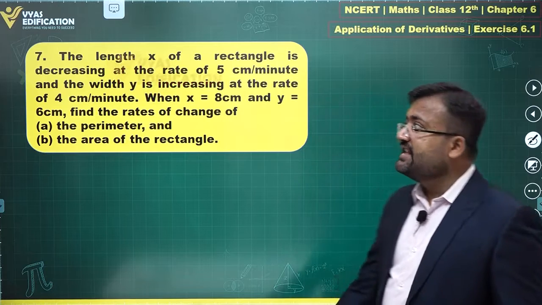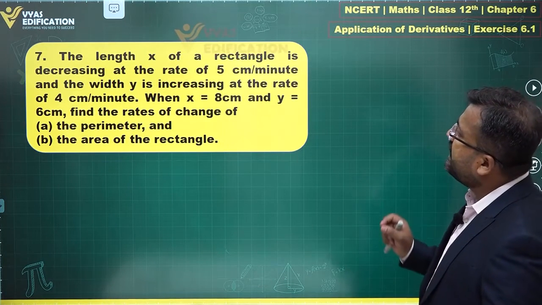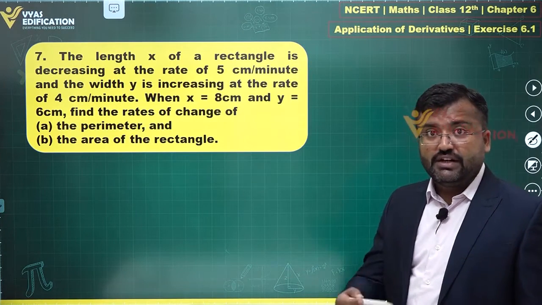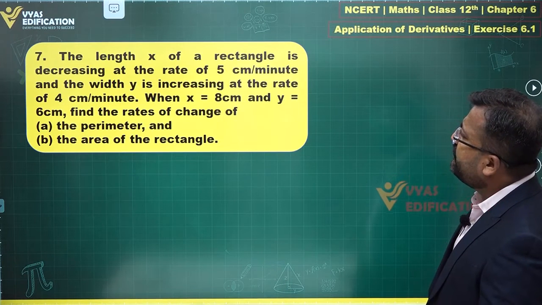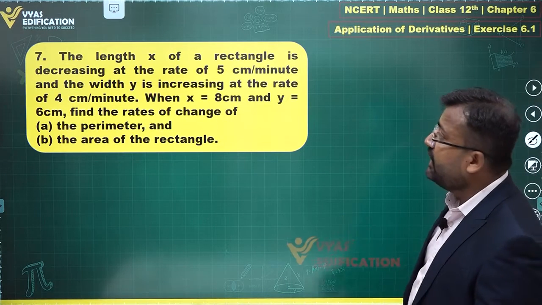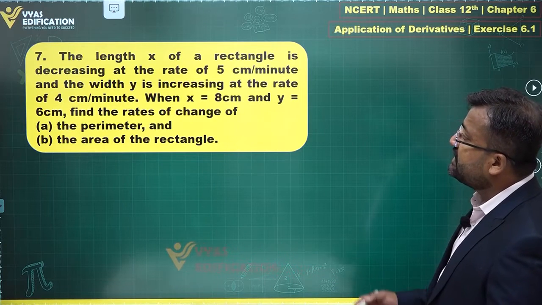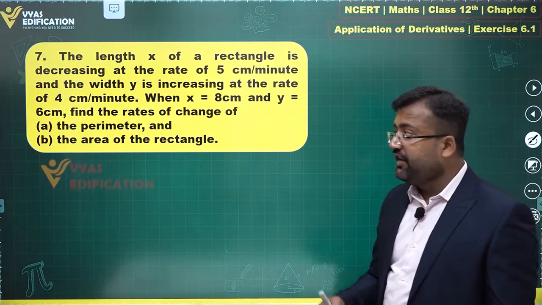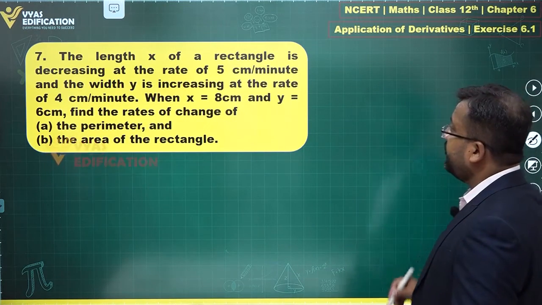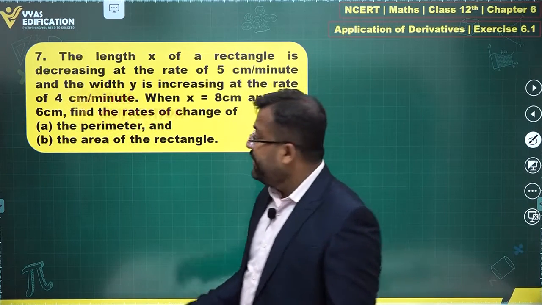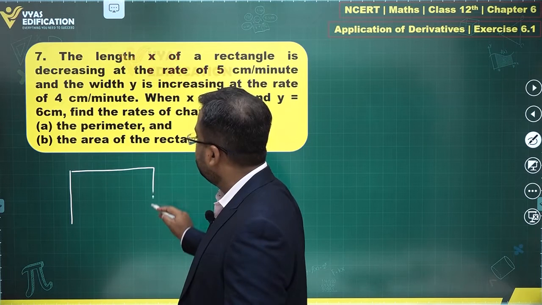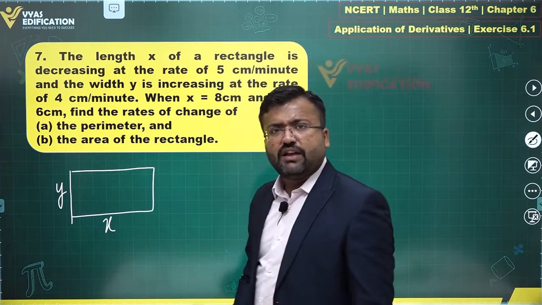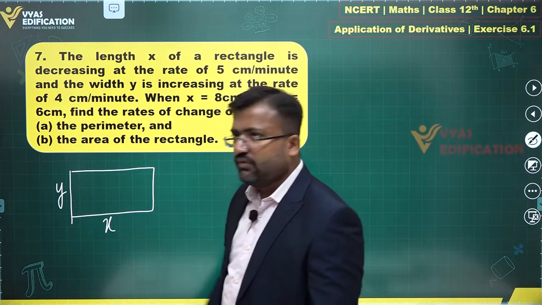The 7th question says, length x of a rectangle is decreasing at the rate of 5 centimeter per minute. Okay, units of time are minute. And the width y is increasing at the rate of 4 centimeter per minute. When x equals 8 centimeter, y equals 6 centimeter, find the rates of change of perimeter and area of rectangle. There are two parts of the question. Perimeter of rectangle, area of rectangle, both are important. So length x and breadth y. Let's draw the rectangle first. Drawing the diagram, as you may observe, is important. This is x and this is y. Right? X is this length, y is this length over here.